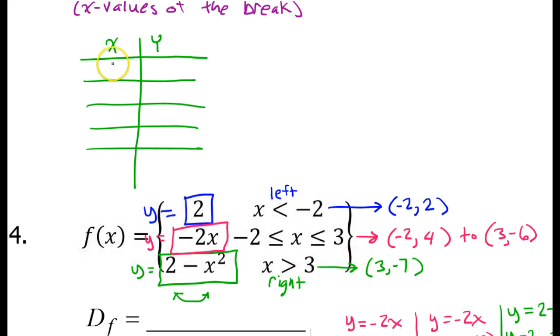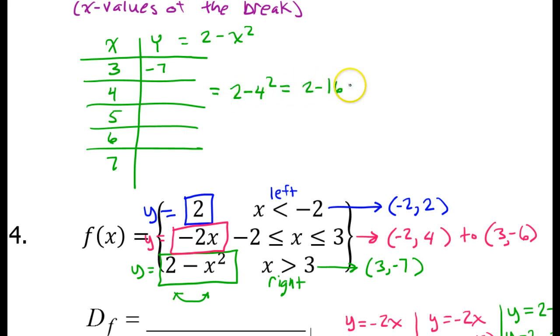Starting with 3, we already did that one, so that was 3 comma negative 7. Now we want values to the right of 3, so we're going to do like 4, 5, 6, 7. Okay, so what will this be? Remember that we're dealing with y equals 2 minus x squared. So in this case, it's going to be 2 minus 4 squared. That's 2 minus 16, so that's going to be negative 14.